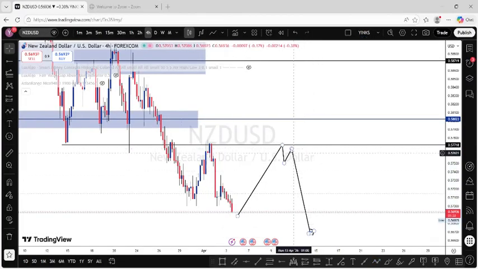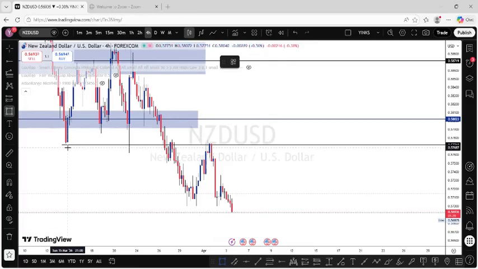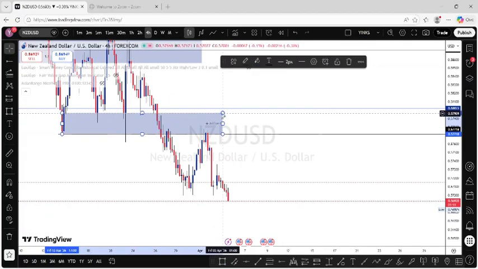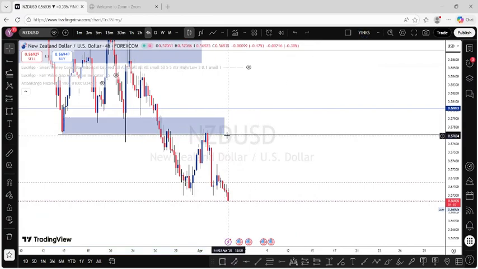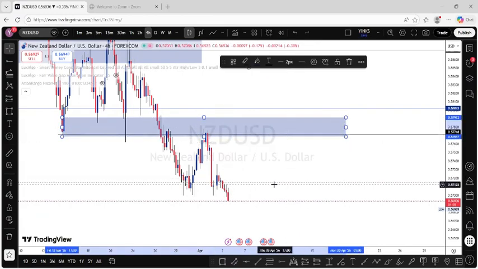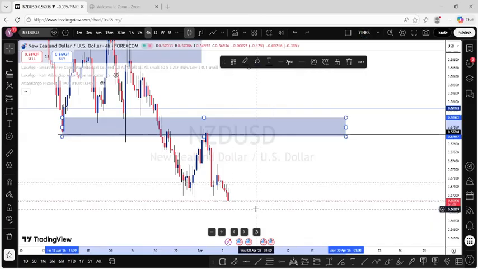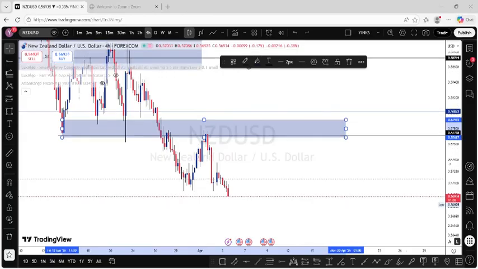That's simple. Now, what do I do in this case? I mark out my zone. How do I mark out my zone? Very simple. This is my zone area. This is my zone area from the level right here. All I want to see is price do what? Come back and retest that level. Give me the opportunity to go in. So this is very simple on how to identify support and resistance level.